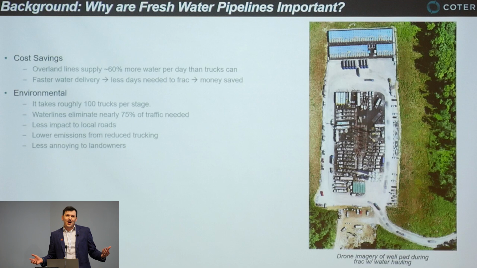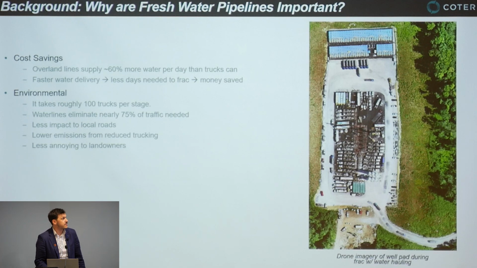So first things first, why are we thinking about freshwater pipelines? The short answer is because they have significant cost savings and environmental benefits. As many of you know, the fracking process requires a lot of water. A well, on average, will take about 500,000 barrels of water to frack. And historically, that water has been brought to a pad via water hauling from trucks.